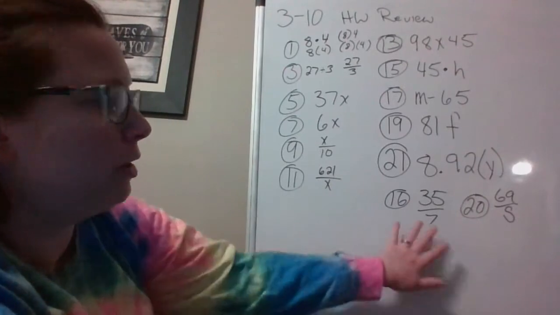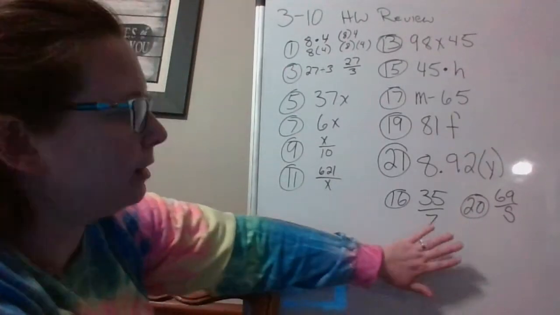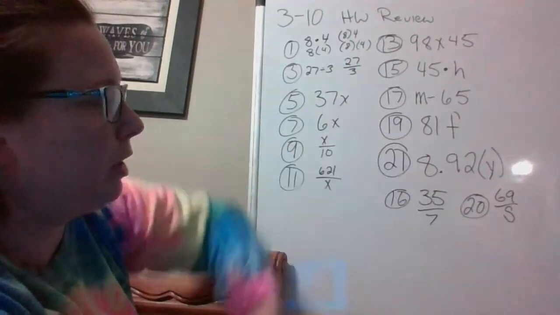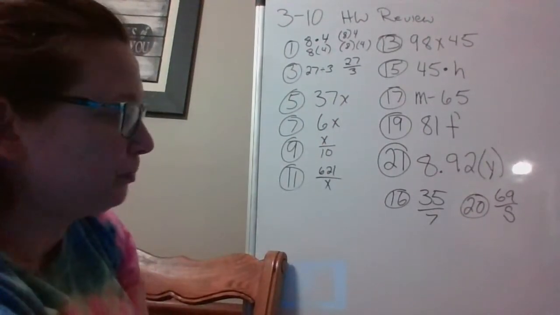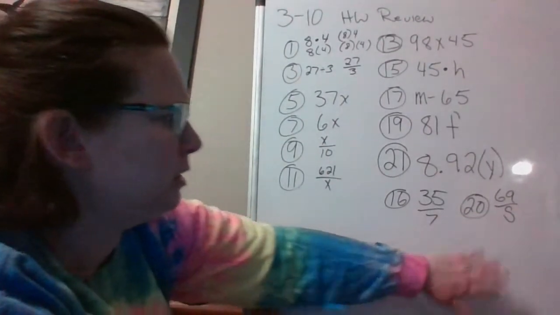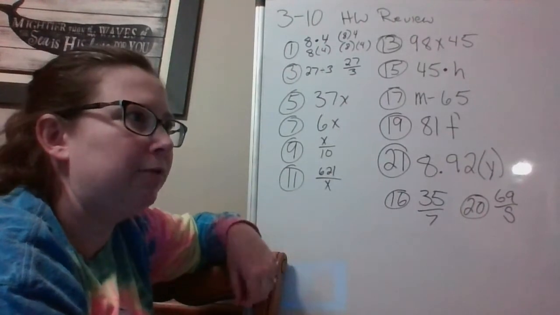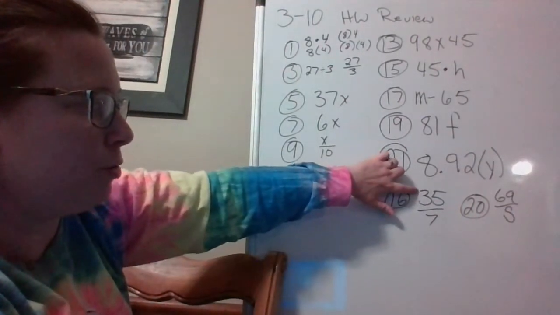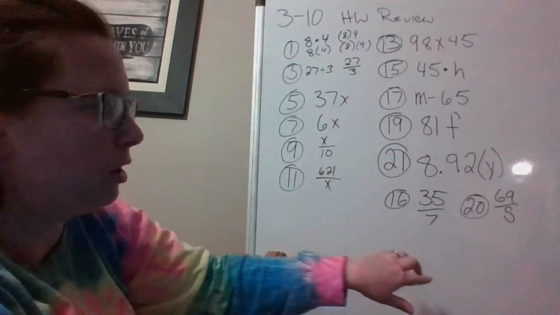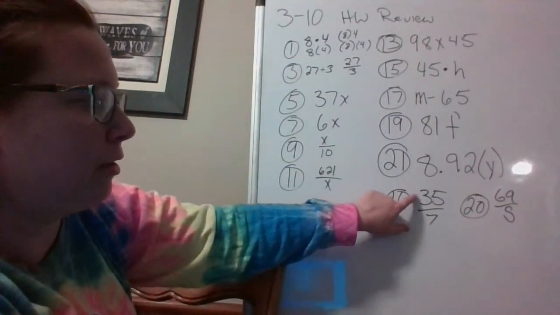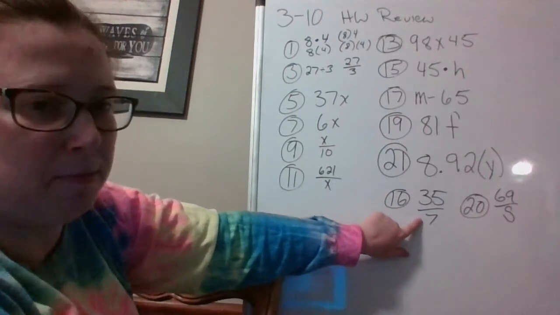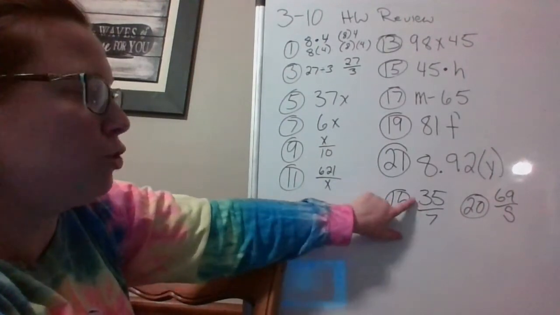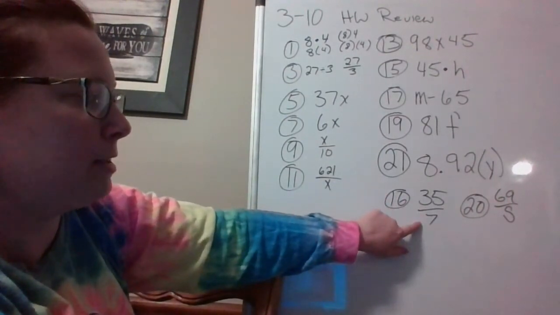You did not have to do these in your homework, but I added these because when I was writing these, I realized there was no division. Remember, whether you're saying divided by or the quotient of, whatever is on top for your numerator, that's going to come first. So with this one, we would say 35 divided by 7, or the quotient of 35 and 7.